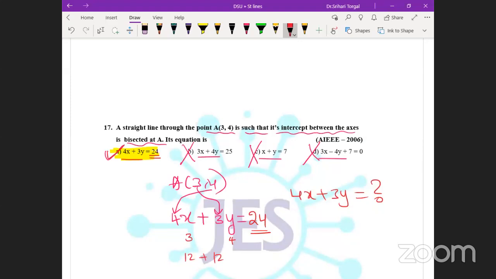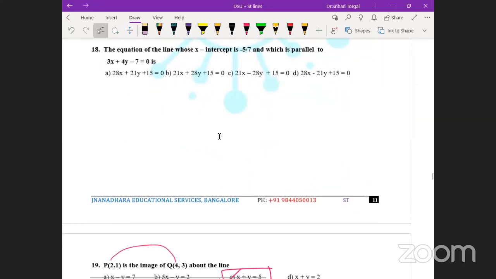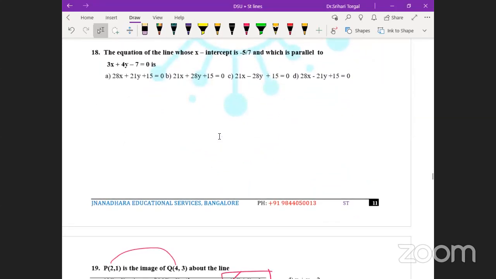If it is bisected, if it has equal intercepts, then the x coefficient and y coefficient are equal. If it is bisected at A, then you have to interchange the coefficients. If it is not bisected, then you have to go for that given condition. You have to read the full question, then you have to decide. Next, question number 18.